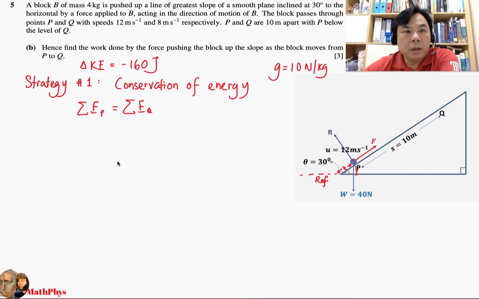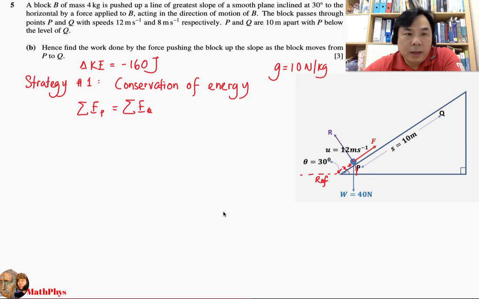Welcome back to the second section of question 5. Previously we have already found out our change in kinetic energy, which is negative 160 joule. Now we are still looking at the same motion of this block B. The second question states that we need to find the work done by the force pushing the block up the slope as the block moves from P to Q.